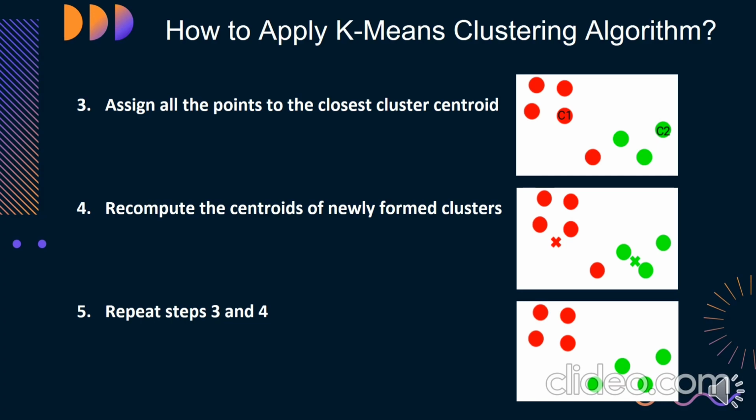Another clear sign that we should stop the training process is if the points remain in the same cluster even after training the algorithm for multiple iterations. Thirdly, we can stop the training if the maximum number of iterations is reached. Suppose we have set the number of iterations as 100. The process will repeat for 100 iterations before stopping.